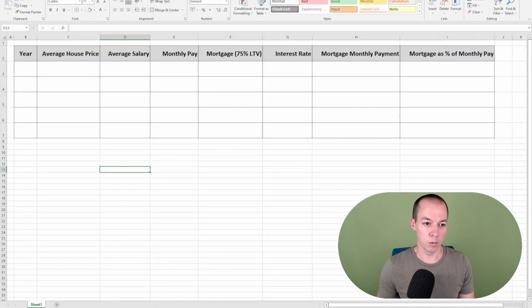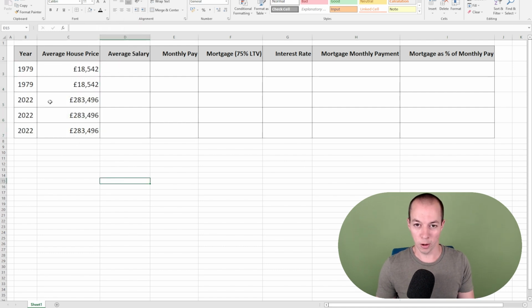Now I've already entered both of these figures, so I'm just going to change the color of the text so you guys can see these populated. I've got 5 examples here that I want to go through. It'll make sense as we progress through the video, but you've got the year 1979 average house price, year 2022, and the average house price. The next thing we need to know is the average salary for those years.